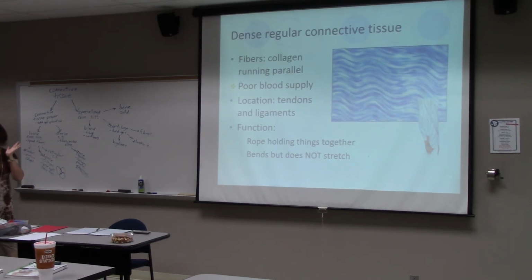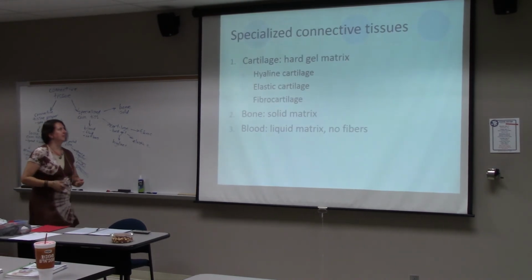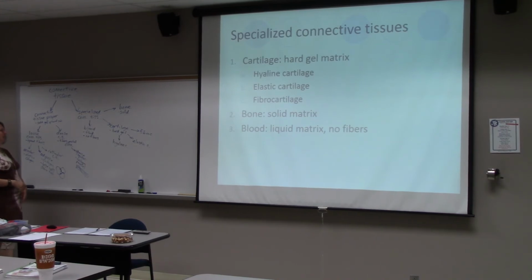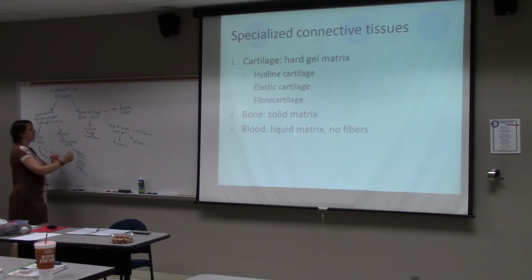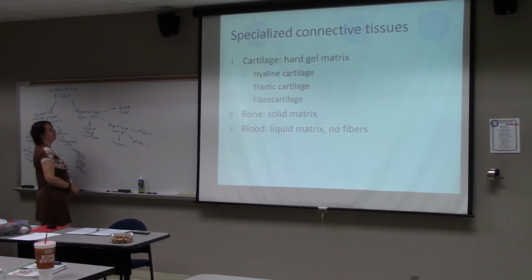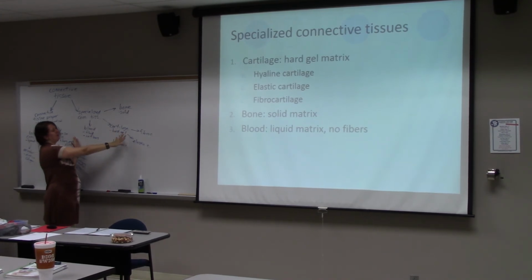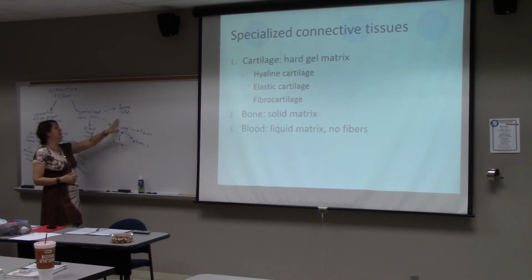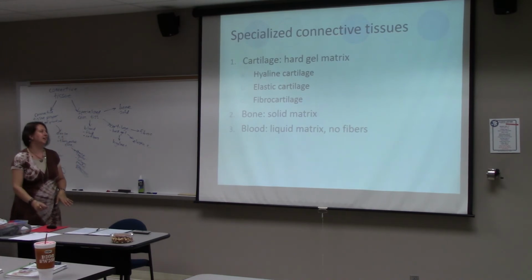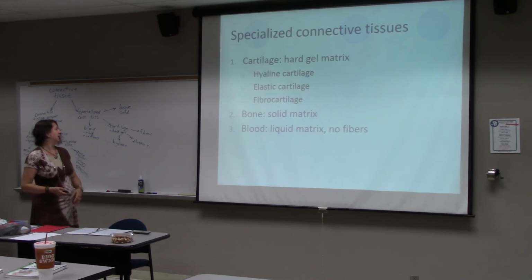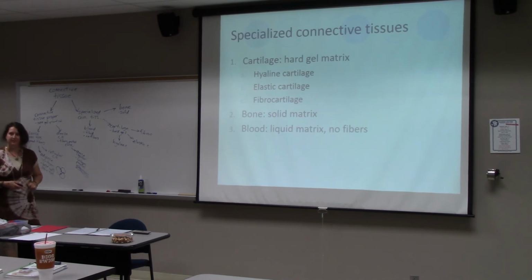Questions on any of the connective tissue proper? For specialized connective tissues, you've got blood with a fluid matrix. And then if we ranked them from soft to hard, your connective tissue proper would go in there. And then cartilage with a hard gel, bone that's fully solid. And blood, no fibers.